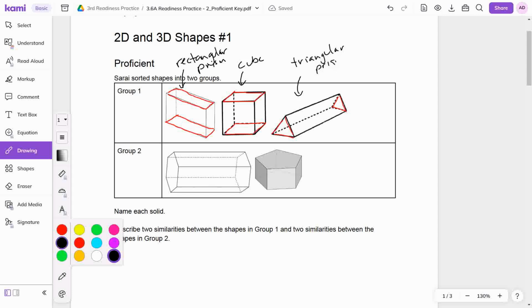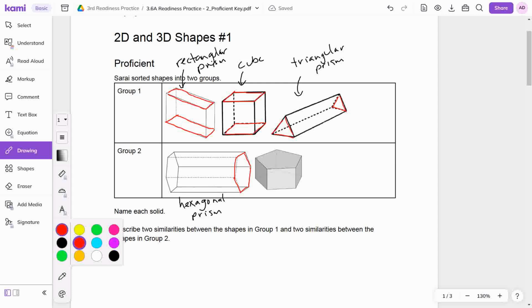All right, so now we're going to look at our group 2 shapes. And let's just take a look at my base. I'll look at this one right here. 1, 2, 3, 4, 5, 6. So I have a 6-sided shape, which means it's a hexagon. So we're going to call that a hexagonal prism.